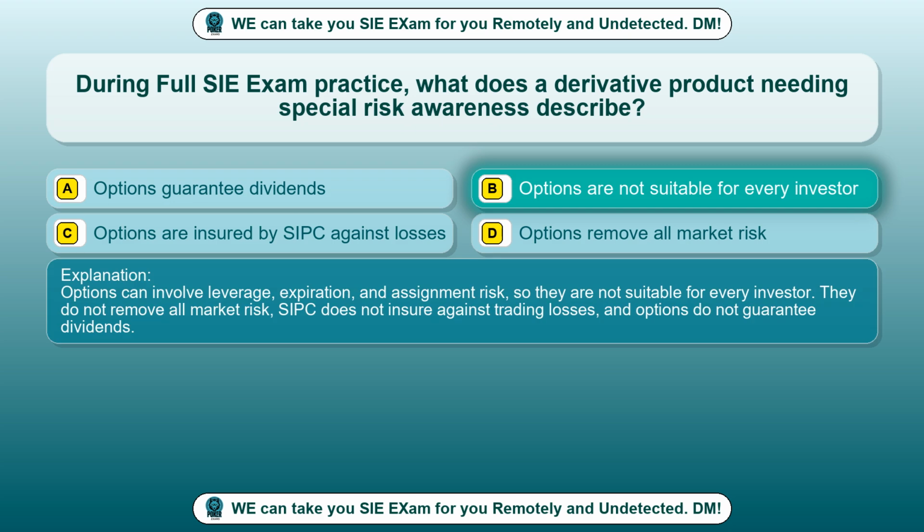Options can involve leverage, expiration, and assignment risk, so they are not suitable for every investor. They do not remove all market risk, SIPC does not insure against trading losses, and options do not guarantee dividends.